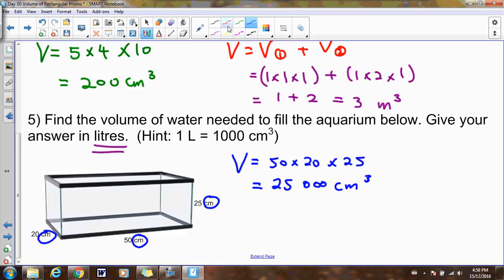Now, they give you a hint. They tell you that 1 liter is equal to 1,000 centimeter cubed. So what you need to do is just divide this number by 1,000 to convert from centimeter cubed to liters. So in this case here, if you divide by 1,000, you're going to get 25 liters. And that will be our answer there.